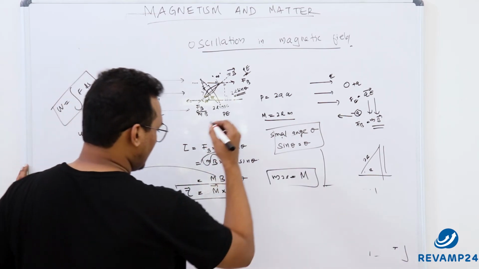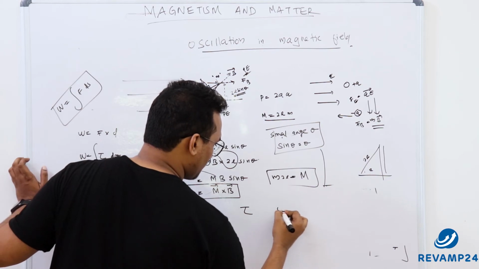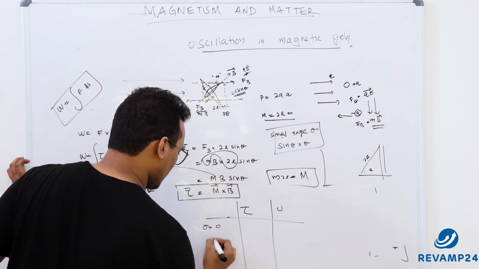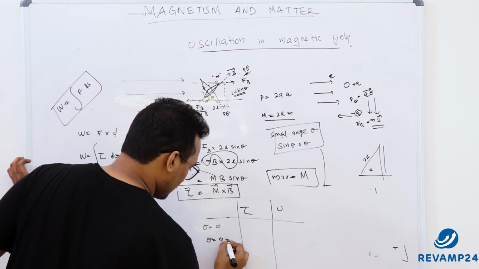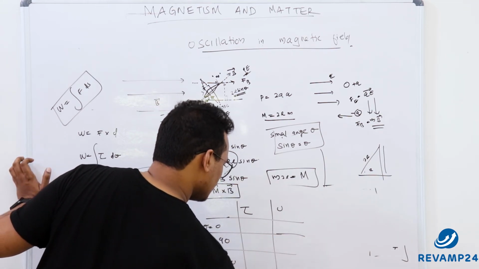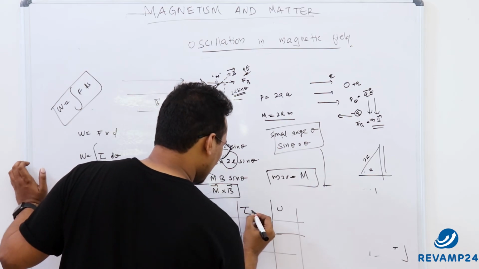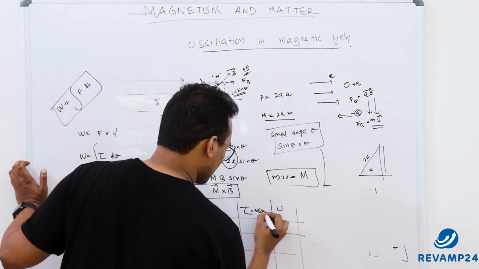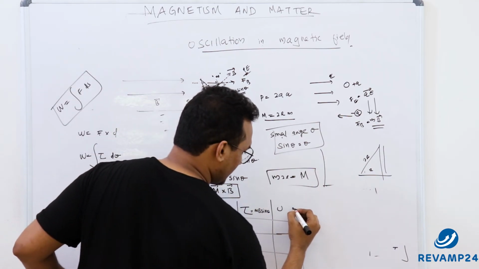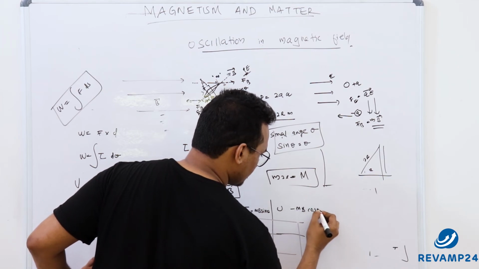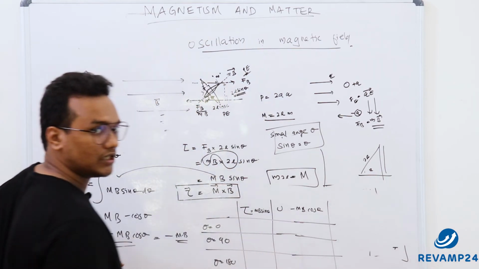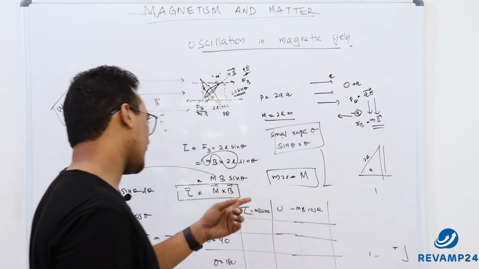Now the other thing is very important. Torque and potential energy are different for different angles. So theta equal to 0, theta equal to 90, theta equal to 180. Tell me the value. Which equation will you use for torque? Torque is equal to mB sin theta. Now which equation will you use for potential energy? Minus mB cos theta. This is a very important question, to find the value of torque and potential energy at different positions.